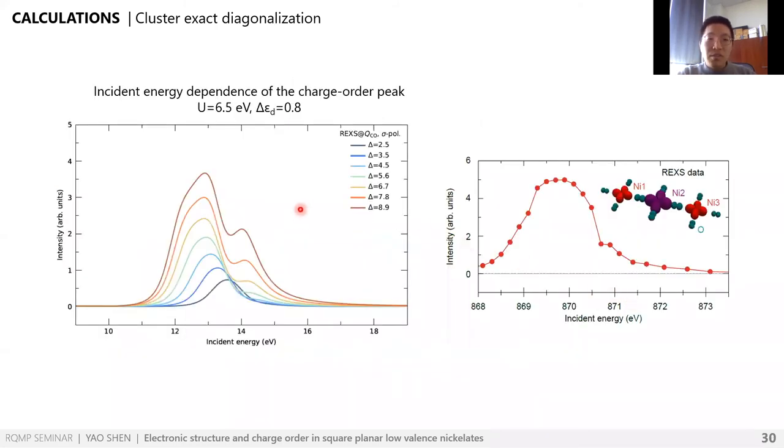We also check the incident energy dependence of the charge order with different charge transfer energy, going toward the charge transfer limit and the Mott-Hubbard limit. As you can see, the line shape of the resonance behavior is quite sensitive to the charge transfer energy. Neither the small delta nor the large delta can describe our data. Only an intermediate value gives a reasonable description, which further confirms that this material is indeed in the mixed charge-transfer and Mott-Hubbard region.